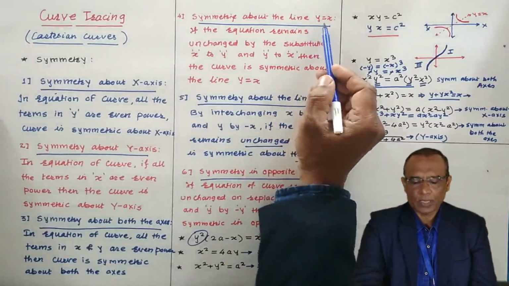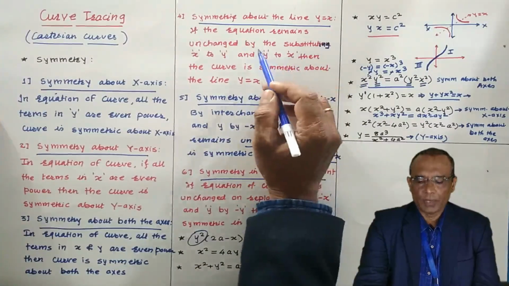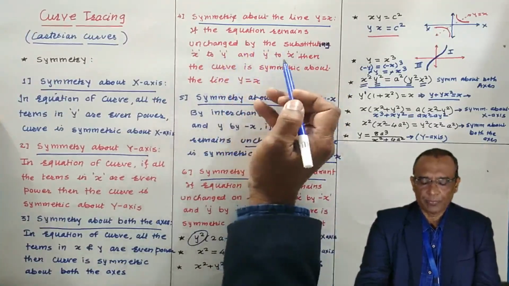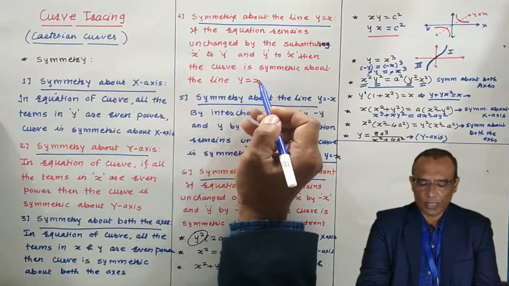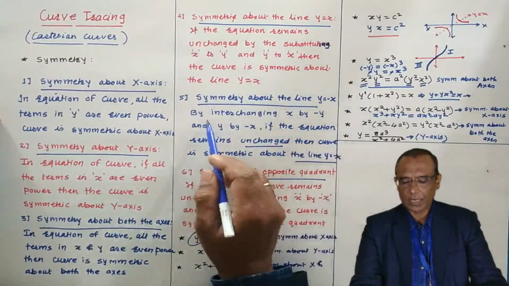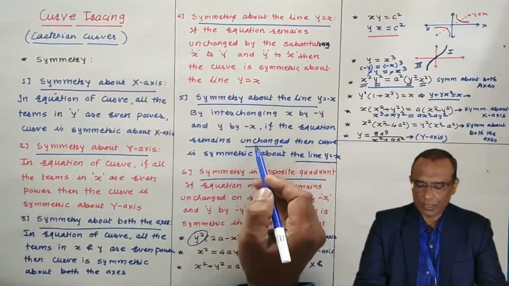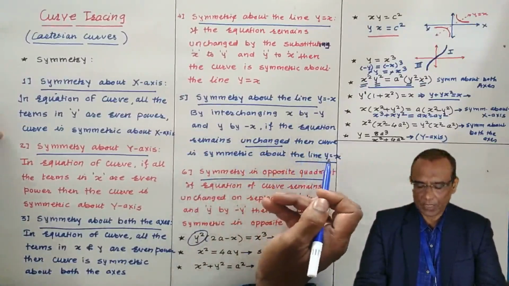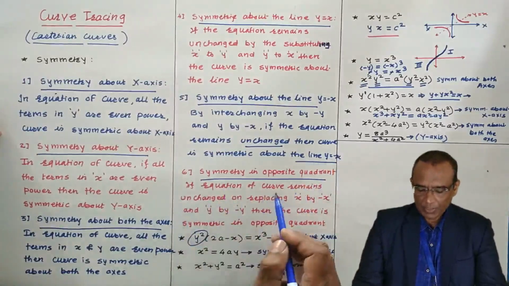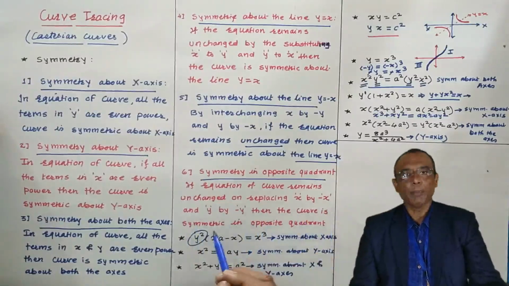Symmetry about the line y equal to x. In the equation of the curve, how to check it? If the equation of the curve remains unchanged on substituting x by y and y by x, then the curve is symmetric about the line y equal to x. Then symmetry about the line y equal to minus x. How to check this symmetry? By interchanging x by minus y and y by minus x. If the equation remains unchanged, then the curve is symmetric about the line y equal to minus x. Symmetry in opposite quadrants. How to check this symmetry? If the equation of the curve remains unchanged on replacing x by minus x and y by minus y, then the curve is symmetric in opposite quadrants.